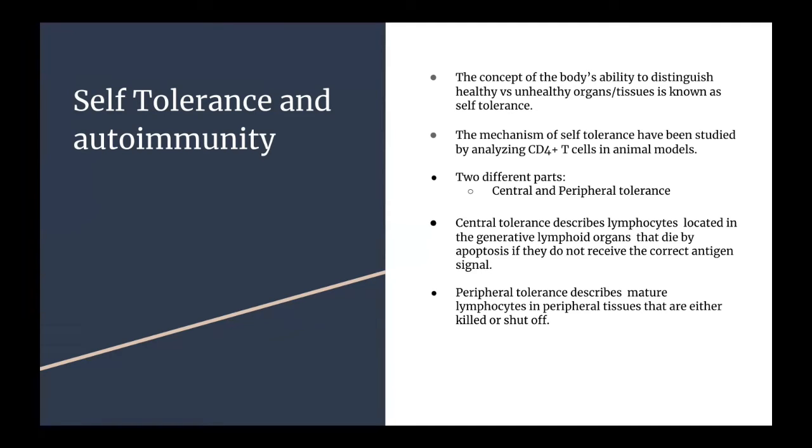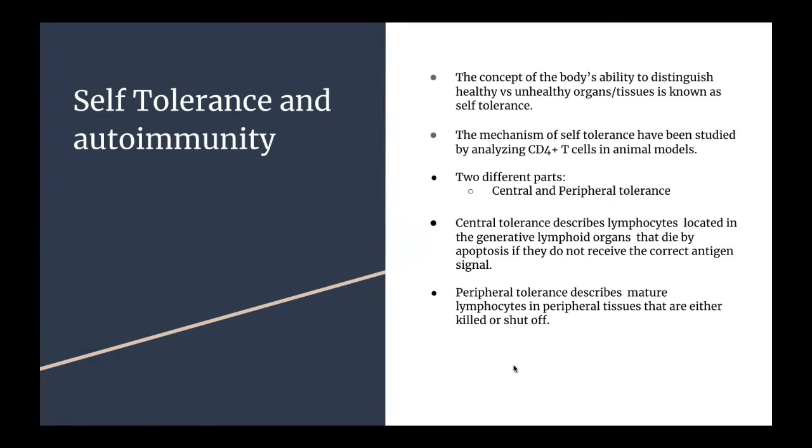In comparison to this, peripheral tolerance is when mature lymphocytes in the peripheral tissues are either killed or shut off. However, when these self-reactive lymphocytes escape from tolerance or apoptosis, this can lead to the development of autoimmune diseases.